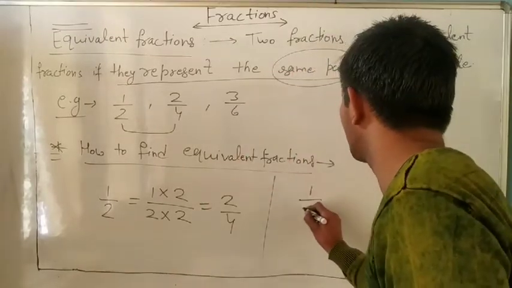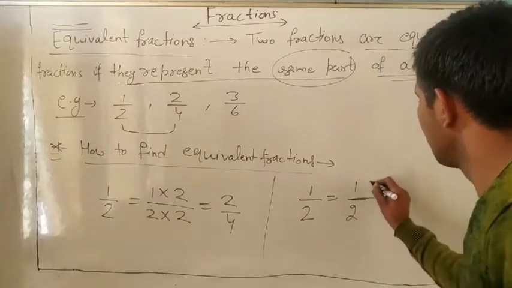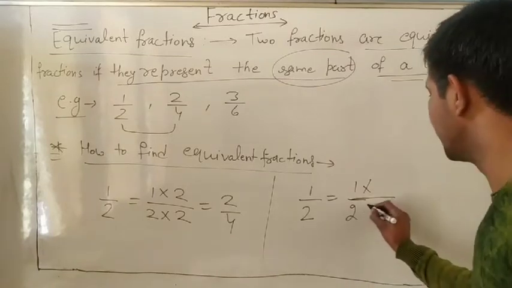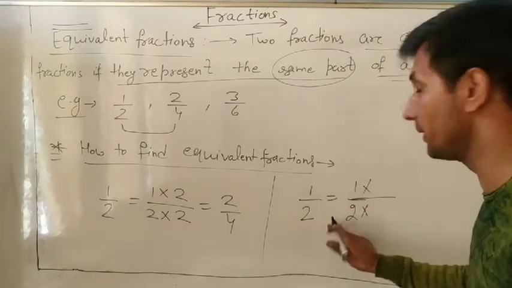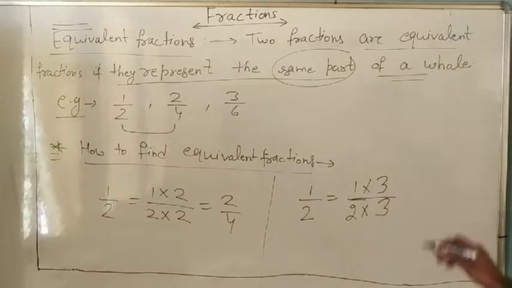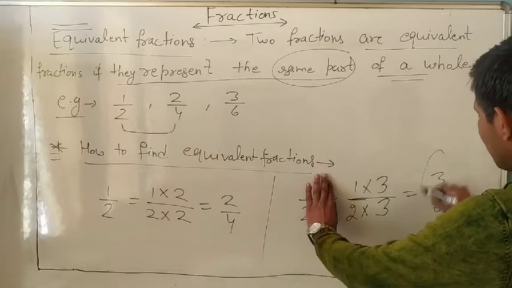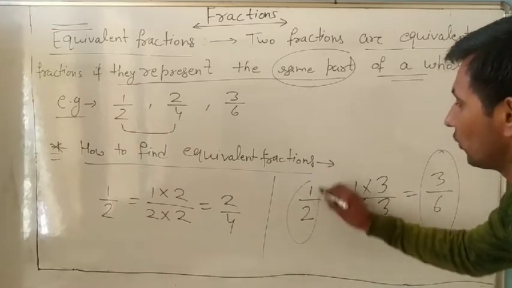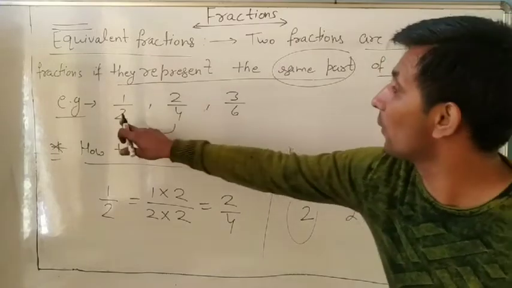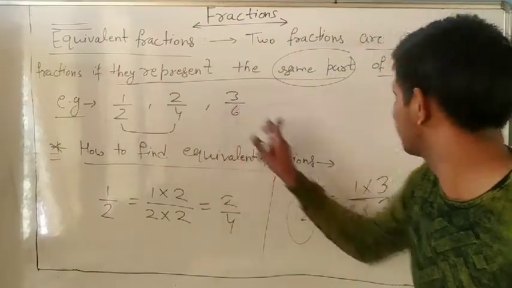Suppose 1 upon 2. Now you multiply the numerator and denominator, both should be multiplied. Suppose we are multiplying by 3. 1 multiplied by 3 is 3, 2 into 3 is 6. So 3 by 6 and 1 by 2 are both equivalent fractions. That's why we are saying 1 by 2 is equal to 2 by 4, 1 by 2, 2 by 4, 3 by 6.